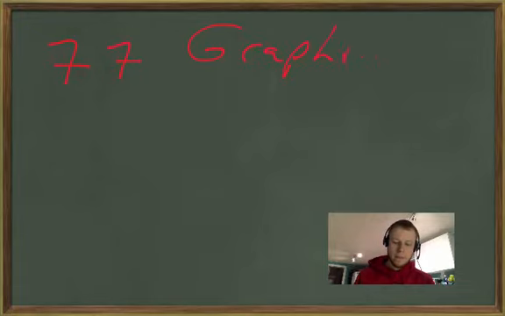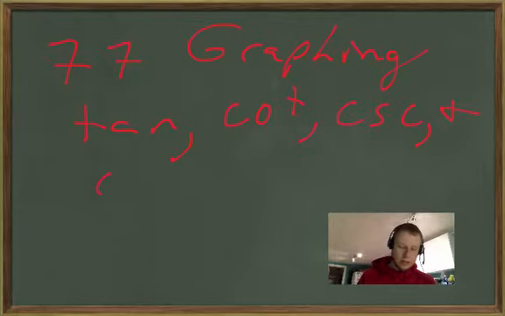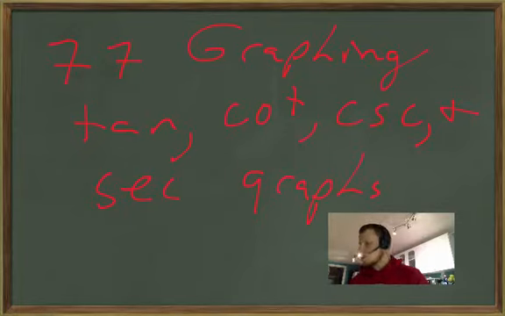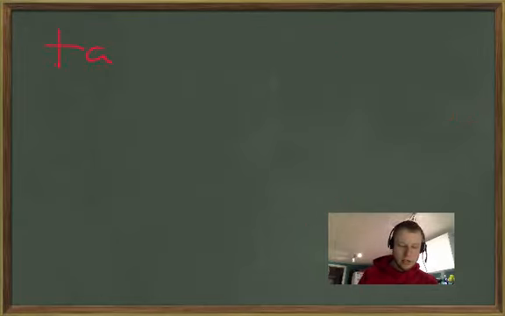Today we're going to talk about section 7, which is graphing tangent, cotangent, cosecant, and secant graphs. Since we've already done sine and cosine, I want to start with tangent. Now, tangent's graph is a little bit different.